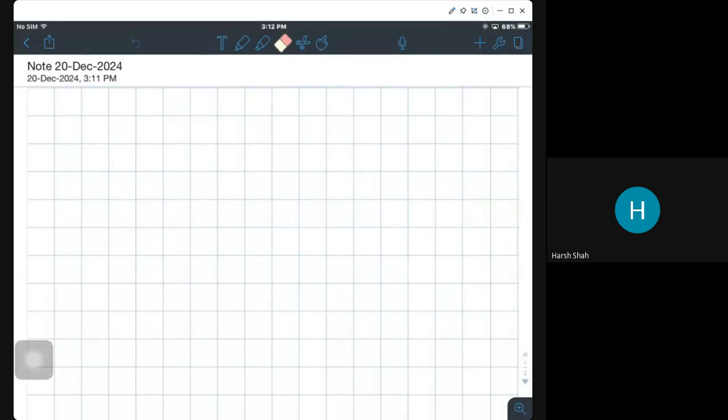Is the slide, is the screen visible? Yes. Okay.